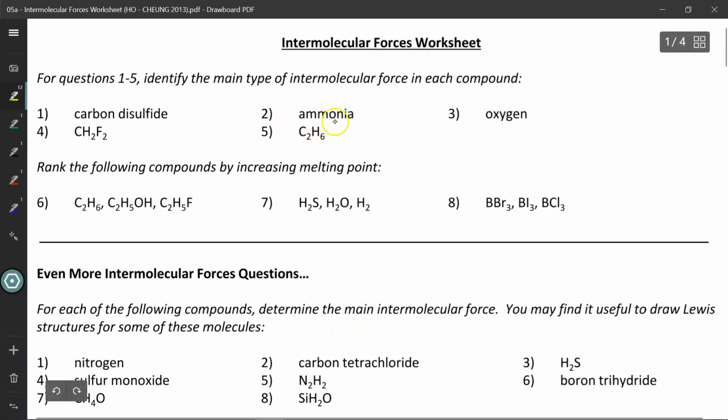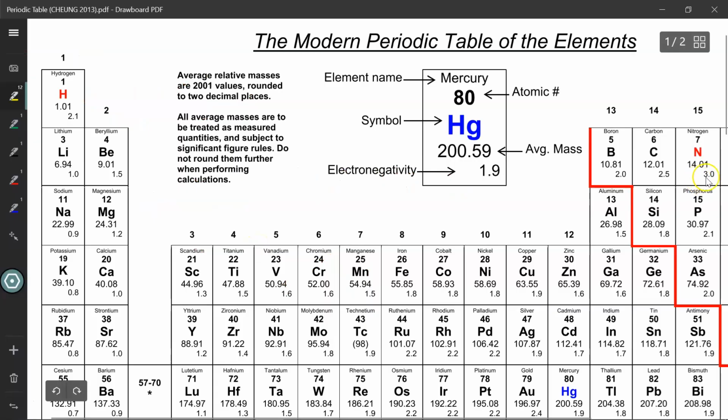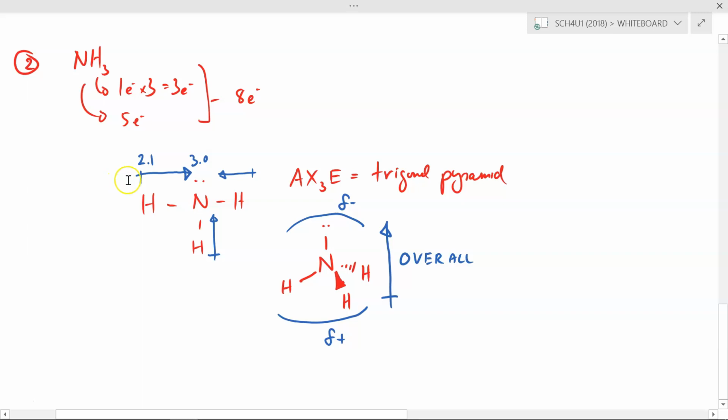Moving on to number 2, we're going to work with ammonia. From here we see that it has a trigonal pyramidal shape, and here's the 3D structure. So now we can take a look at its EN values. Nitrogen has a 3.0, while hydrogen is only 2.1. And the dipole moments will be moving towards the nitrogen.